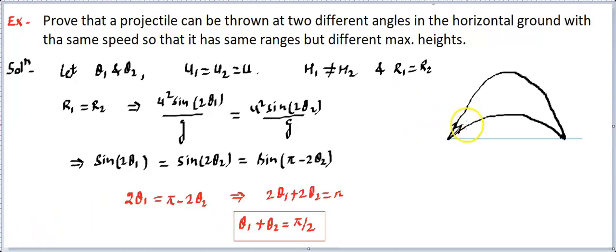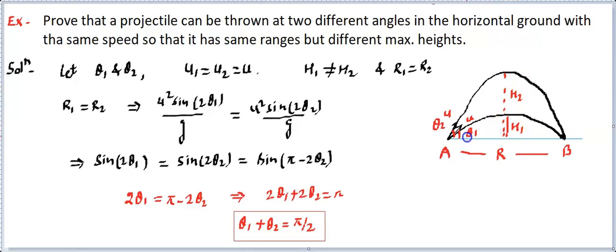If we draw a picture, it would look like this. Let's say they have been projected from point A, lands on point B. So this is projected with U, angle let's say theta 1. This is projected with U, angle let's say theta 2. In both cases you can see this is the range. So range is coming equal, but heights are different. So we can say heights can be made different, keeping the range equal.